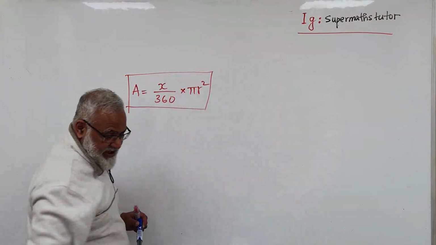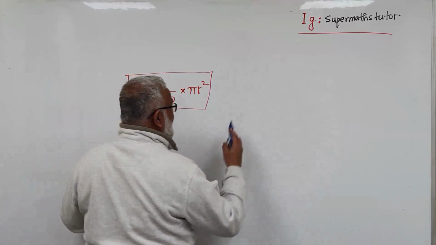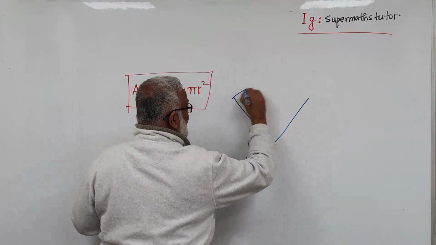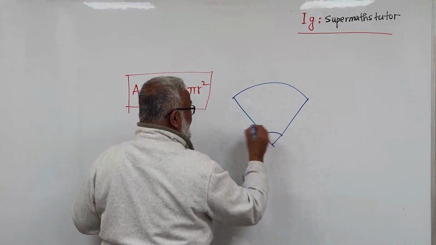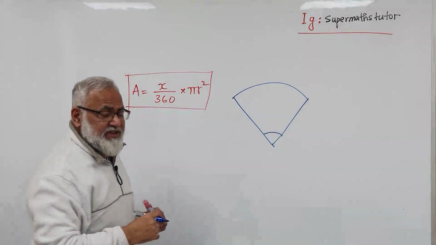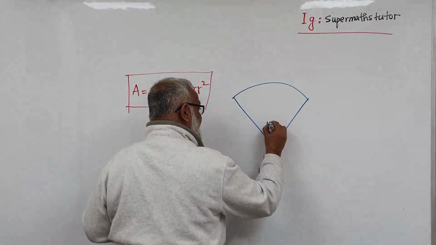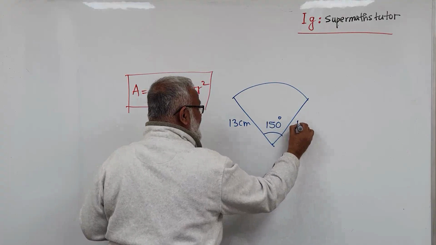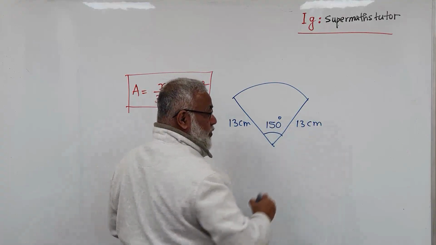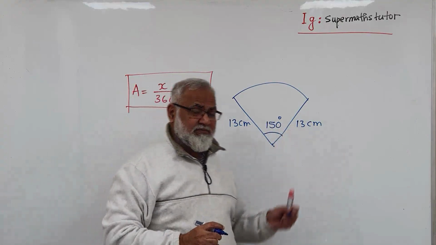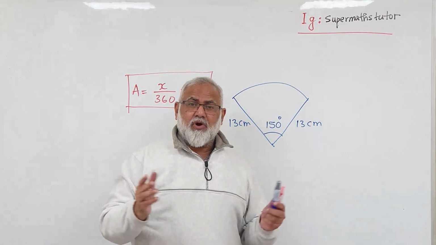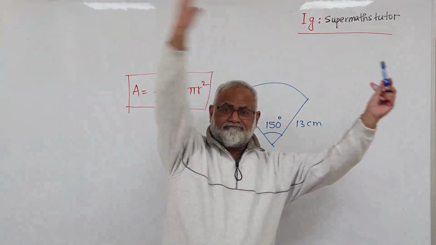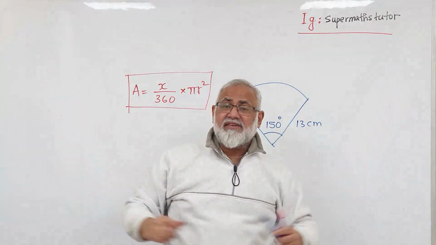The first question is, this is a sector and this is the angle which is 150 degrees. And this length is 13 centimeters and this length is also 13 centimeters. Question: why are they the same? Why are they identical? Because they are the two arms of the radius. So radii are always the same.